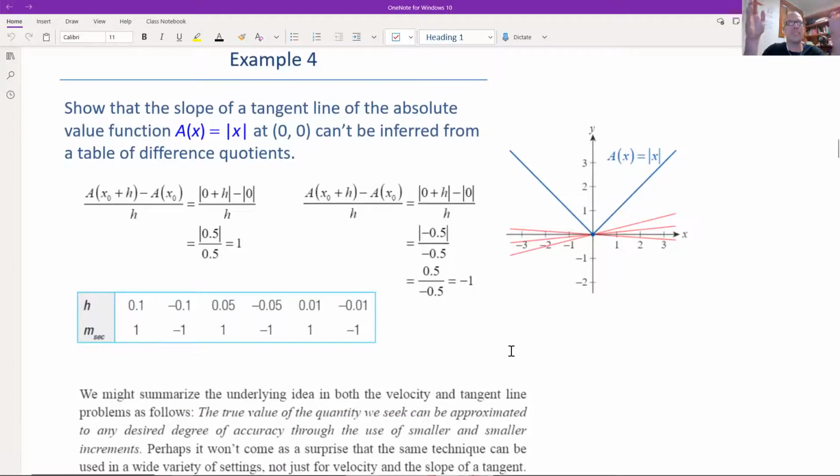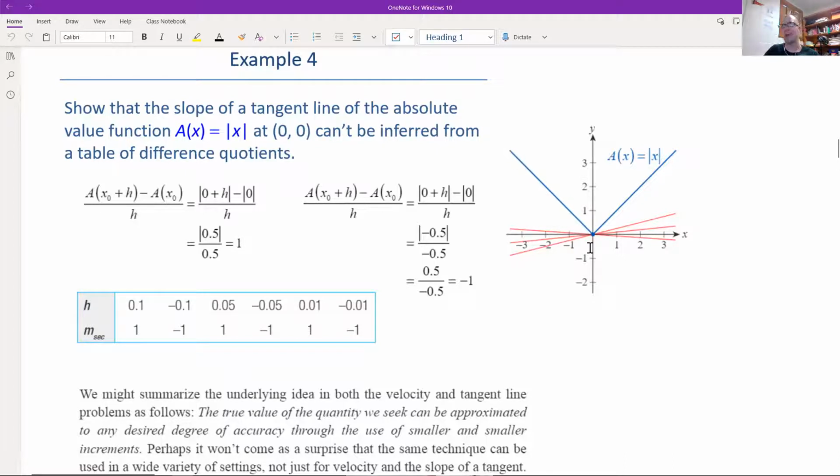Show that the slope of a tangent line of the absolute value function at 0, 0 can't be inferred from a table of difference quotients. So the main rub here is that from the left-hand side, we consistently have a slope of -1. But from the right-hand side, we consistently have a slope of +1.